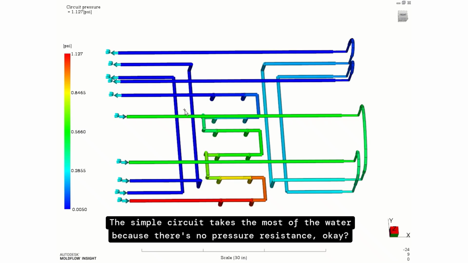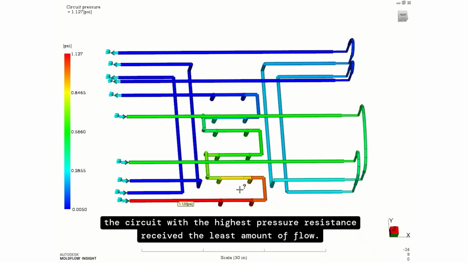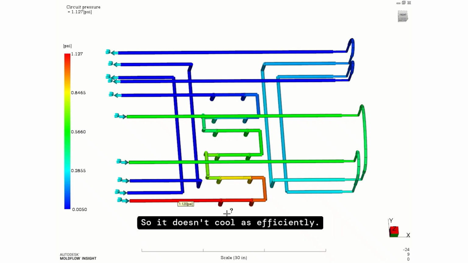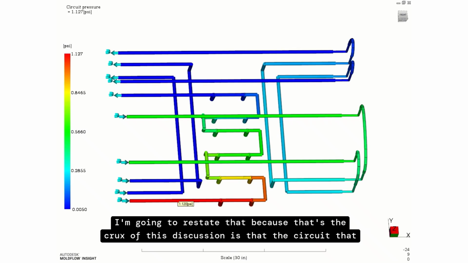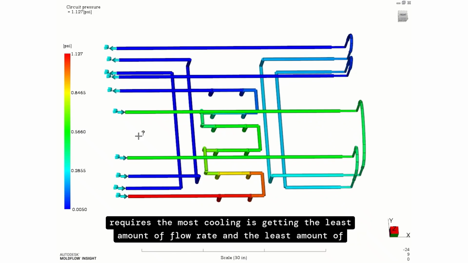The simple circuit takes most of the water because there's no pressure resistance, okay? None. The circuit with the highest pressure resistance receives the least amount of flow, so it doesn't cool as efficiently. The one that needs the best cooling has the worst cooling because it's not getting the flow it needs. I'm going to restate that because that's the crux of this discussion: the circuit that requires the most cooling is getting the least amount of flow rate and the least amount of cooling.